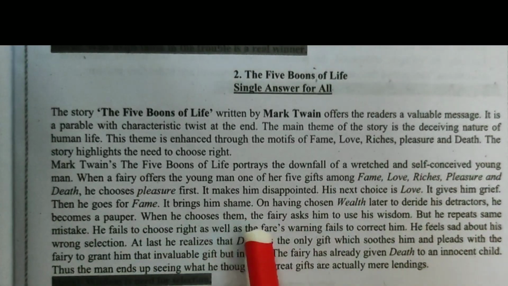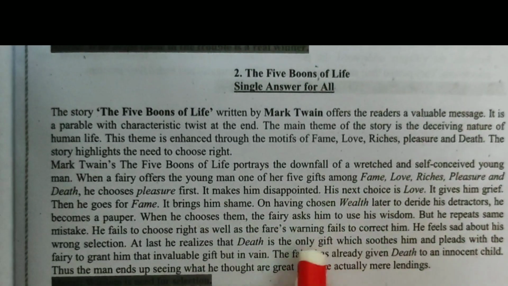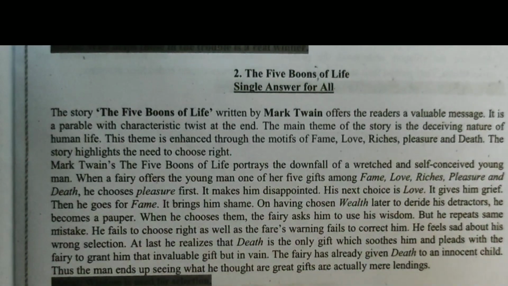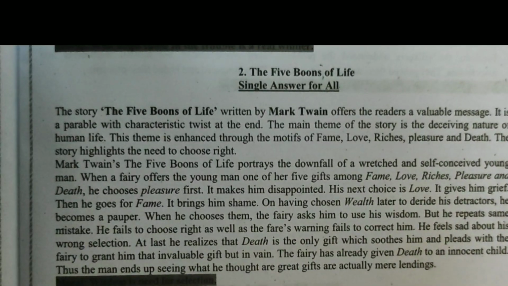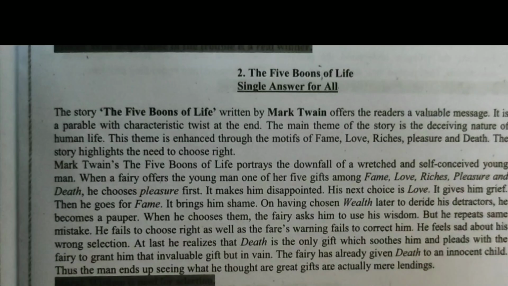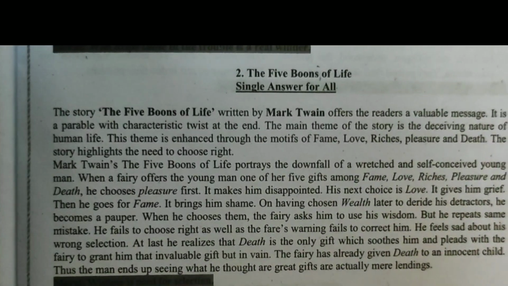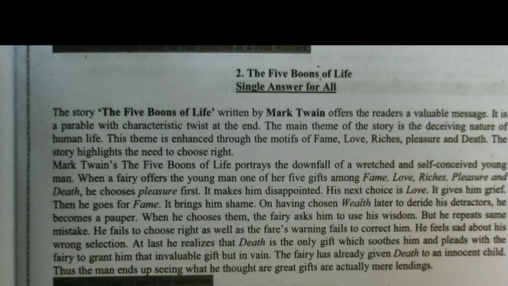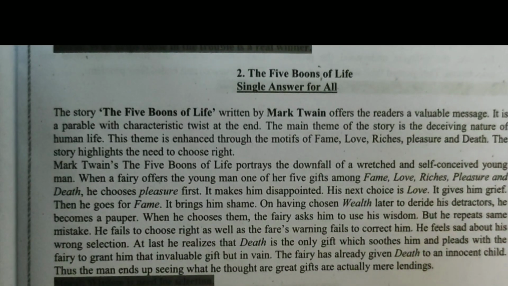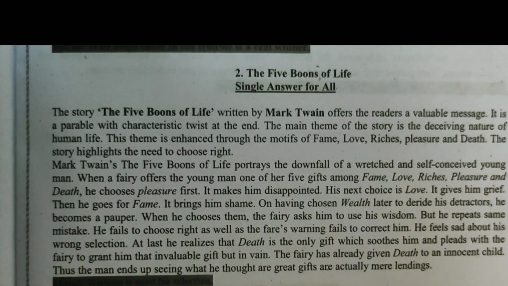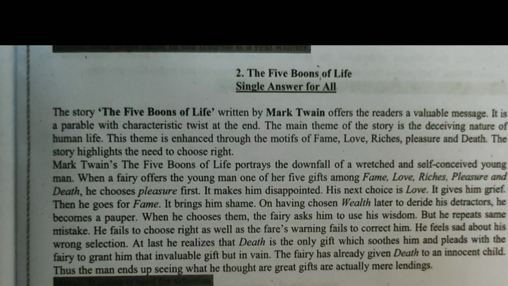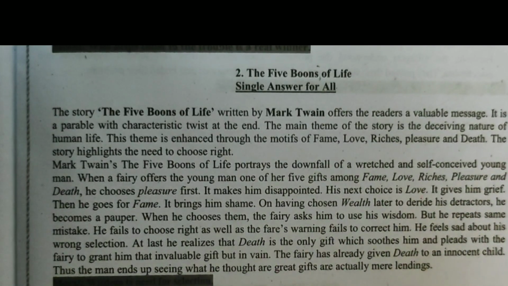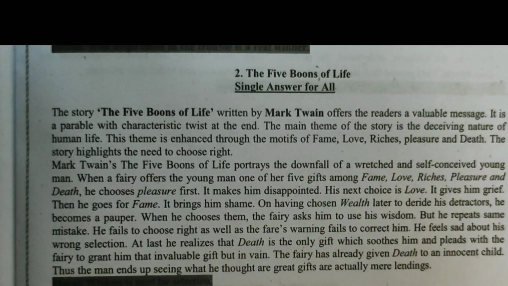When he chooses them, the fairy asks him to use his wisdom. See here, after this, he will think that, okay, why should I choose all these things like pleasure, love and fame? I will take wealth, I will take money. But finally, he will become a pauper, like a puppet, like a useless person in the hands of people. So, every time the fairy is reminding, think and choose, think and choose. But he repeats same mistake. He fails to choose right as well as the fairy's warning fails to correct him.